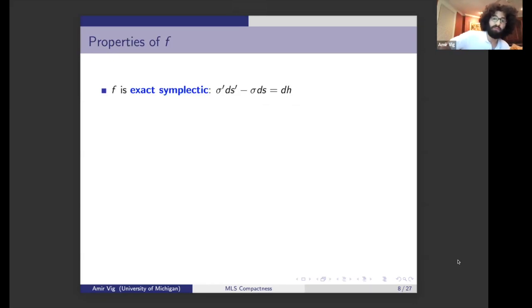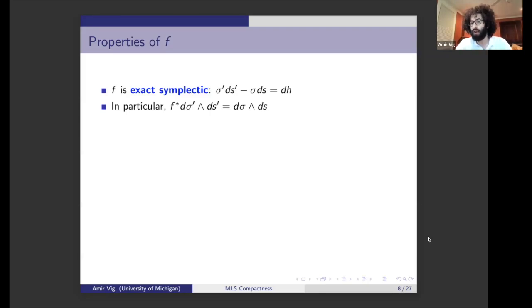So, some properties of the billiard map. The first one is that it's what we call exact symplectic. What this means is that if you pull back the canonical one form, you get the old canonical one form plus something exact. If you take the exterior differential of this, you see that the billiard map is symplectic, right? Because d squared of h is 0. So the billiard map preserves a symplectic form.